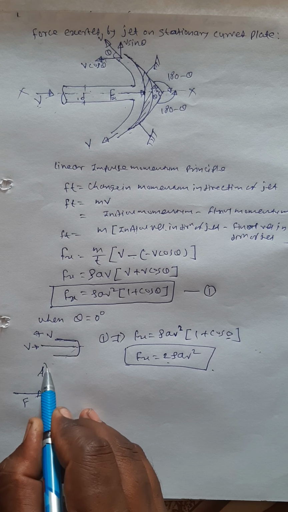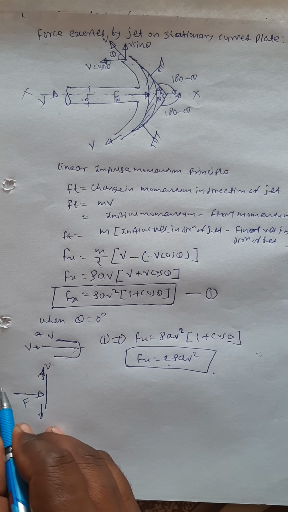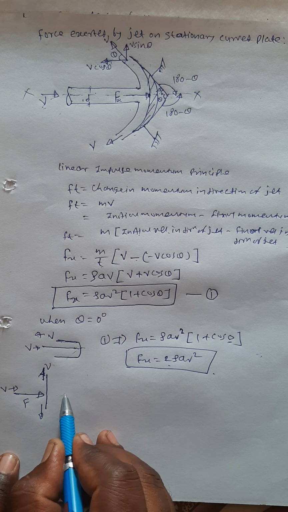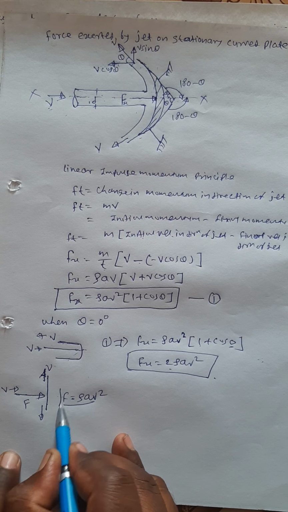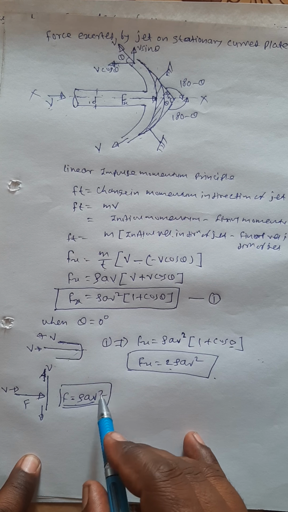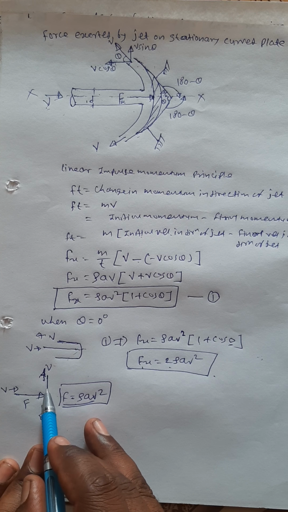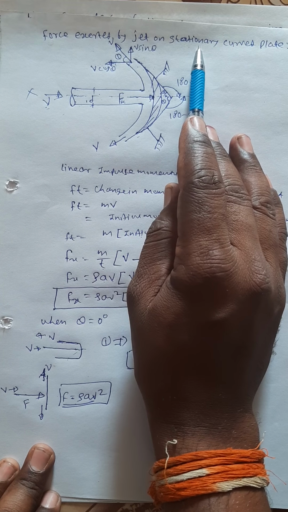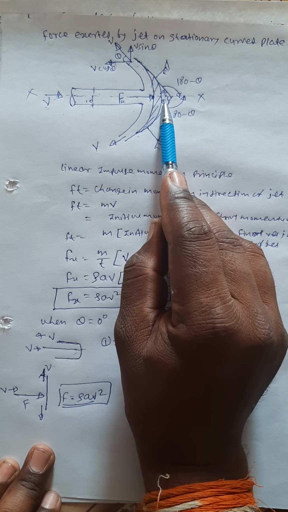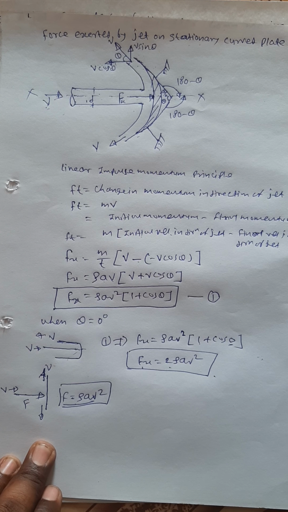Okay, as already we had seen that for the stationary vertical plate, the force exerted by a jet on it, if this is the velocity V, this is the vertical plate and this is the velocity V, then this force F is equals to rho A V square. That part we have already seen. It means that this is exactly equals to 2 times when it is going to bend by 90 degree to the left hand side, or for the curved stationary plate if the angle theta is 0 degree. Okay, now we'll discuss some of the numericals related to the same.